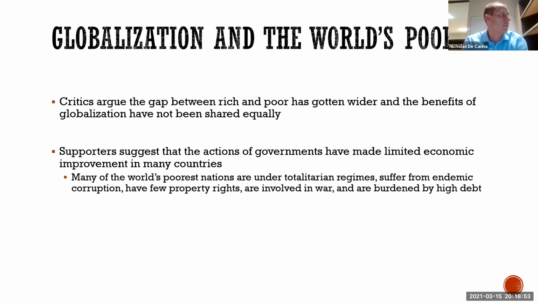Okay, so just a couple more. Critics argue that the gap between rich and poor has gotten wider, and obviously the benefits have not been shared equally. And supporters suggest that the actions of governments have limited some of the improvements in many countries. So the poorest nations tend to be disproportionately controlled in ways that make no sense, dictatorships, etc. So look, globalization is complex. We're going to finish off on this topic, but this is why you've got such big gaps all over the world, and this is why it's such a fruitful dinner time conversation.